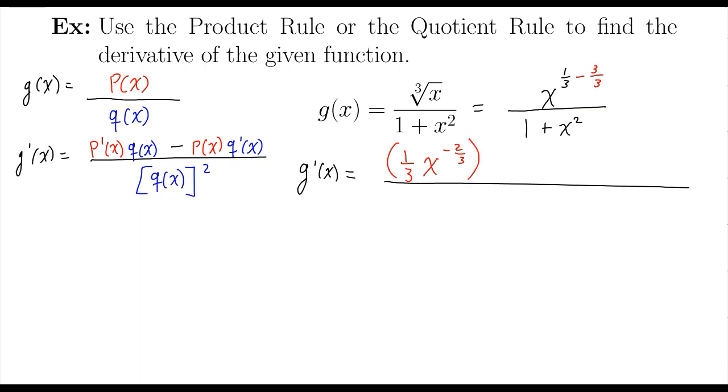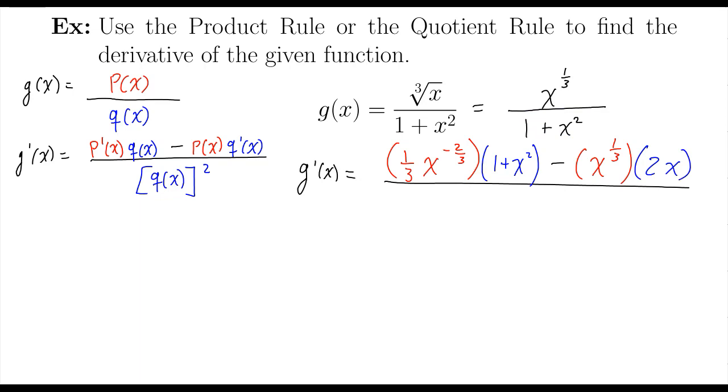Now let's put the denominator, so that's 1 plus x squared, minus the top left alone, so x to the 1/3 power, and then the derivative of the denominator. The derivative of 1 is 0, so I'm going to leave that off. The derivative of x squared is 2x. So that's the derivative of the denominator.